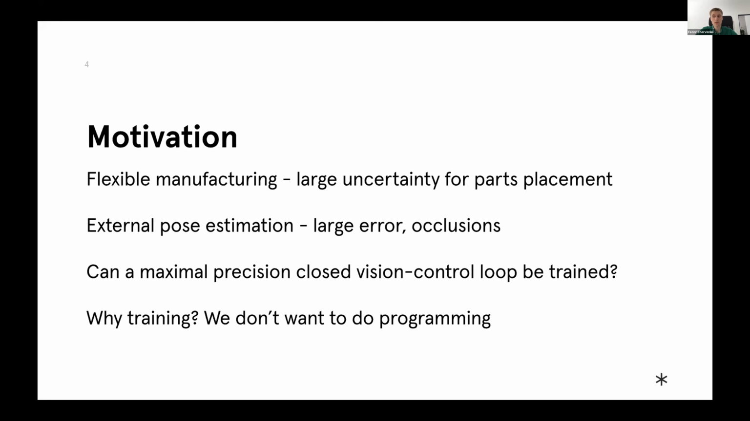We are asking ourselves how much of this uncertainty can we solve with vision only? We want to implement a closed vision control loop, and we want it ideally to be trained. Why training? Because we don't want to do programming for every new scenario that we get in the assembly. We want a general framework that will allow us to train a controller.